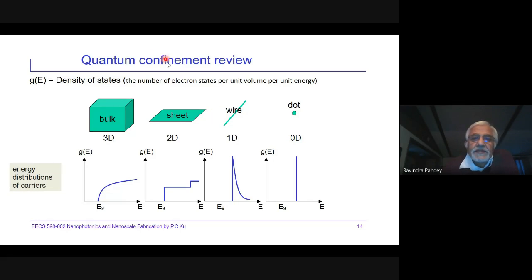So what we are looking at is basically, in a given material, the number of electron states per unit volume, per unit energy, and we refer to this as density of states. If you look at the energy distribution of carriers, going from bulk to sheet, wire, and then the dot, you have a continuous distribution in bulk, but for the dot we have a very, very localized distribution of these density of states. So quantum confinement radically alters, as we move from 3D to 0D, the number of electron states available for transitions.